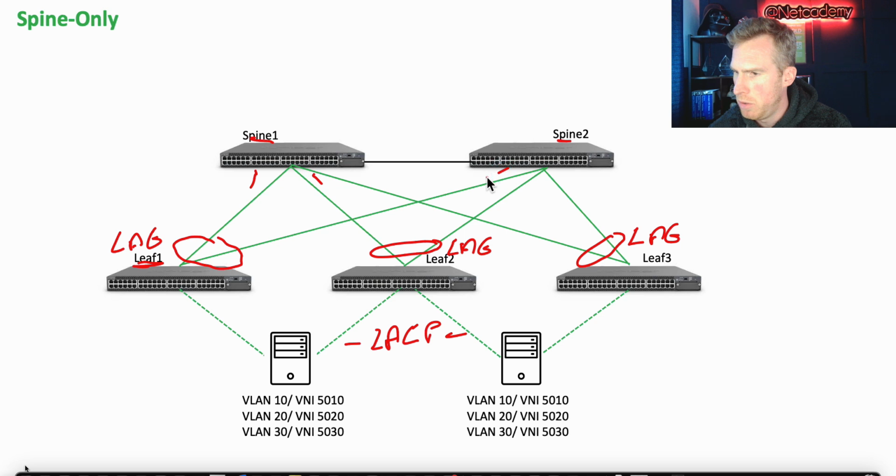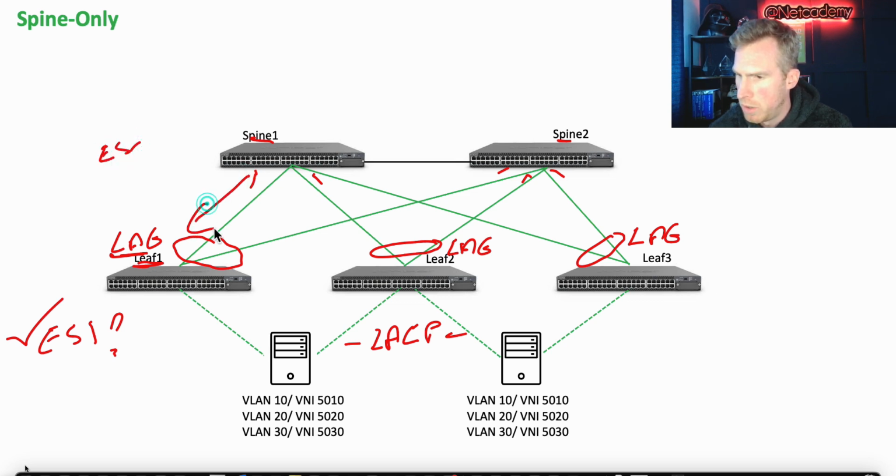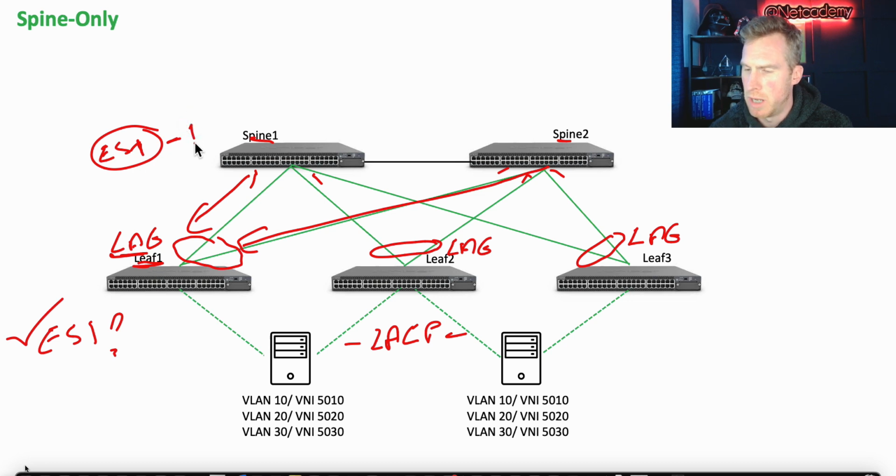And from spine 2, does it see these links going down as a link aggregation group? Or does it see those as an Ethernet segment identifier? The answer is here: it does see this as an ESI. So spine 1 would have a particular ESI going down to leaf 1, and spine 2 would have that same ESI value, whatever it is, going from spine 2 down to leaf 1. And likewise, let's just say that was ESI 1, just for example.